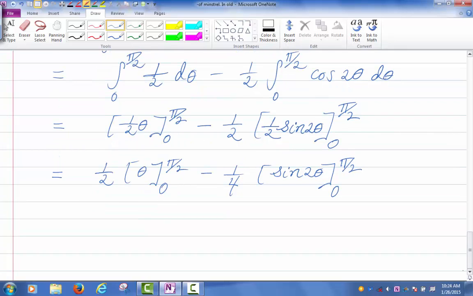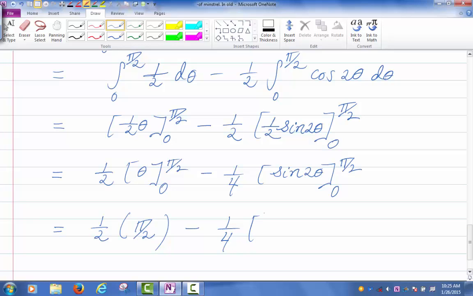Is everybody okay? From the second brackets, I also factored out a half and combined it with the half already outside there. So half times half is 1/4. I could do that. And what am I getting then? Half times pi over 2, right? Pi over 2 minus 0, right? Minus 1/4.